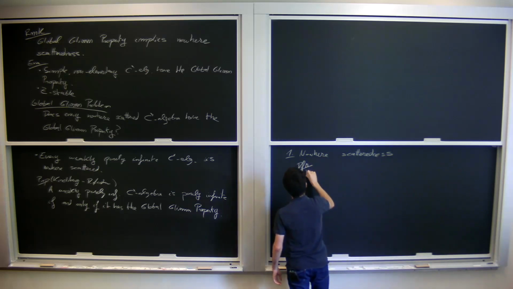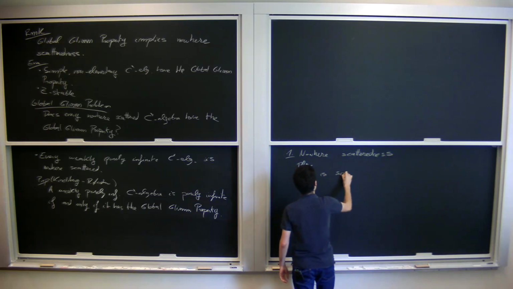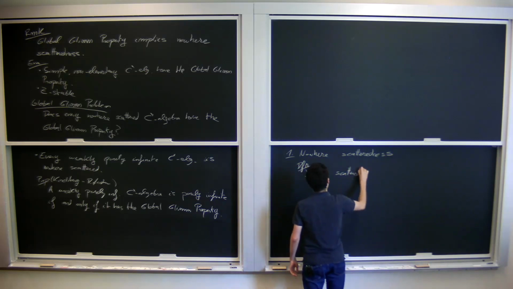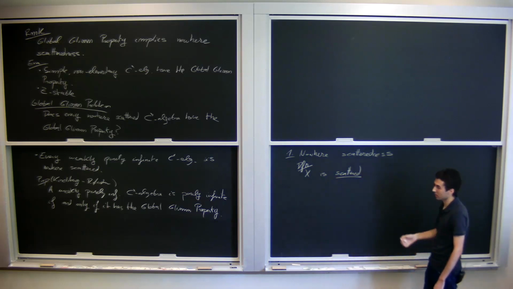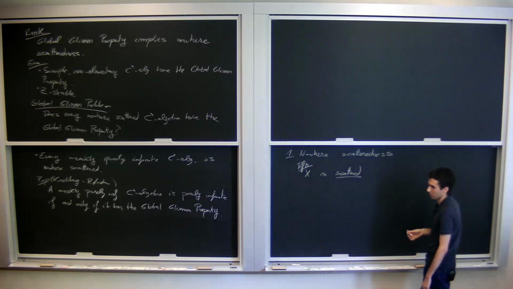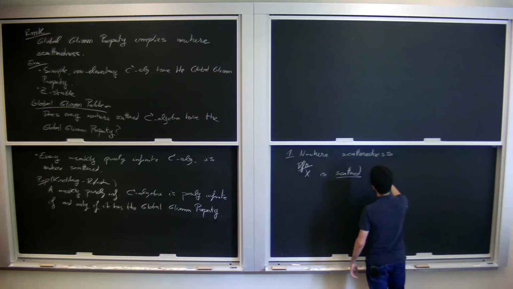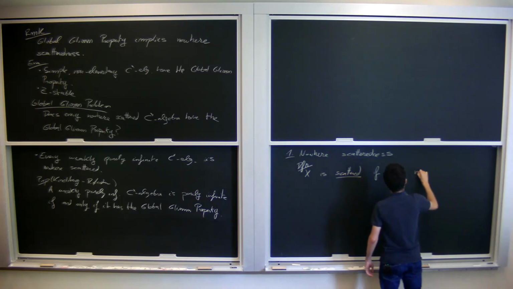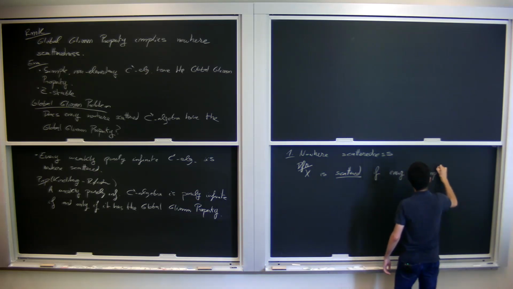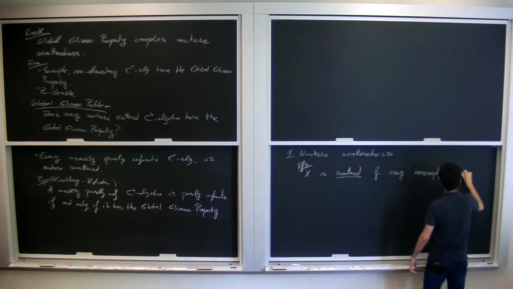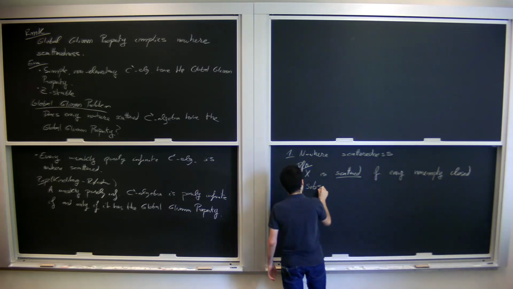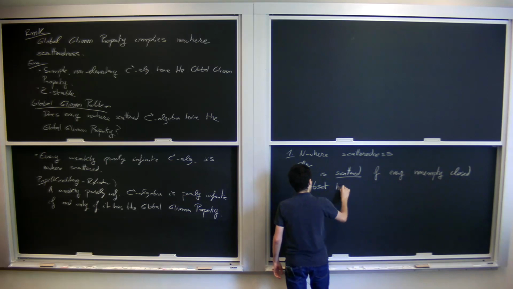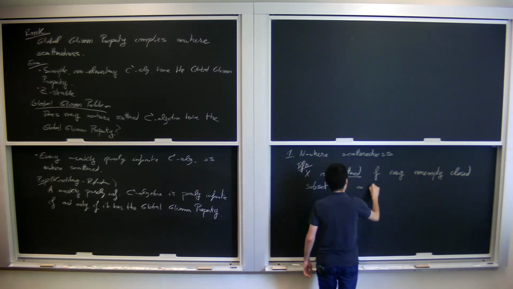So a topological space X is said to be scattered. And this goes back to at least Kuratowski, but before that as well, I think. So X is scattered if every non-empty closed subset has an isolated point.